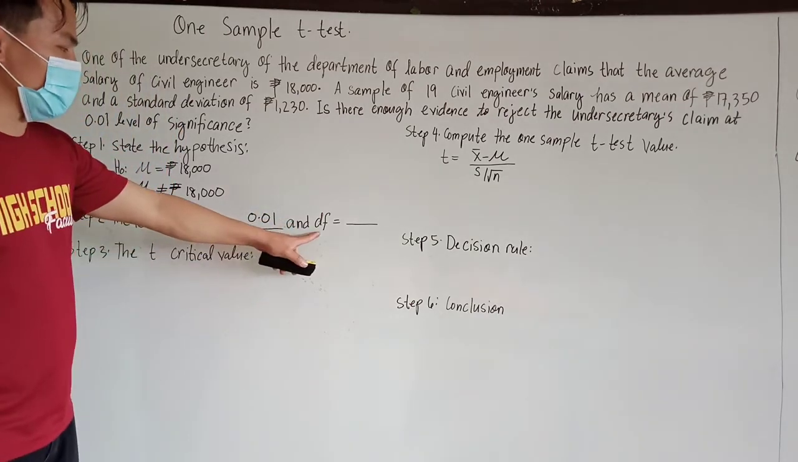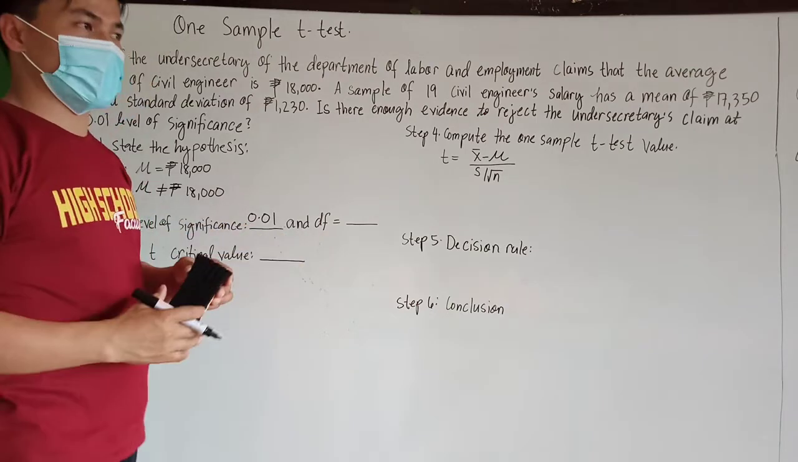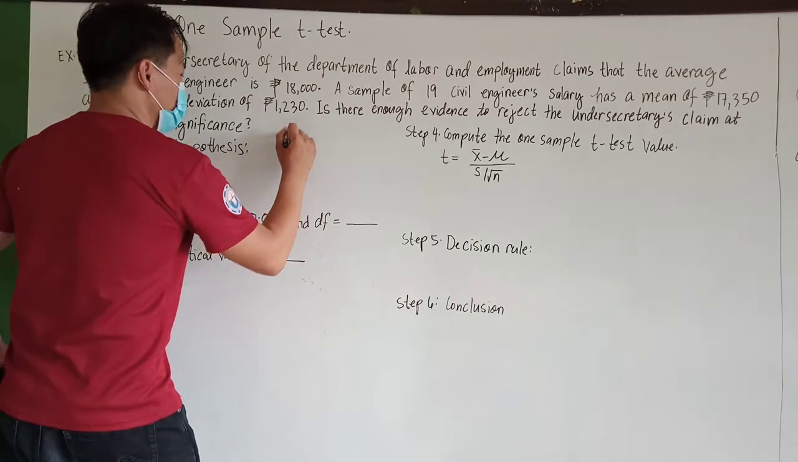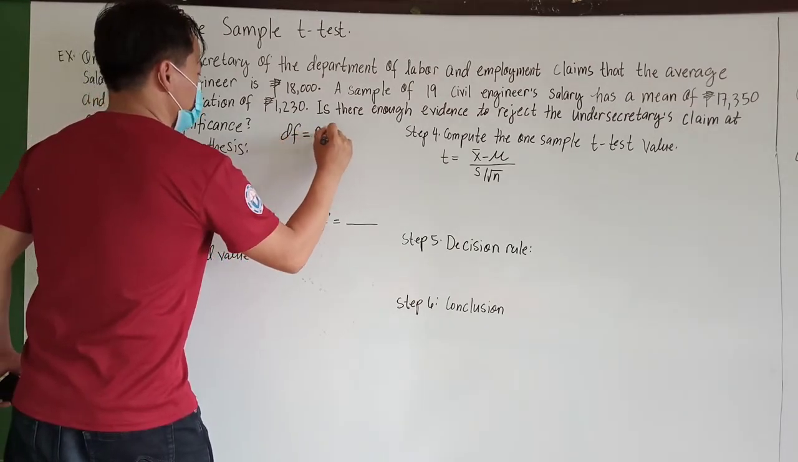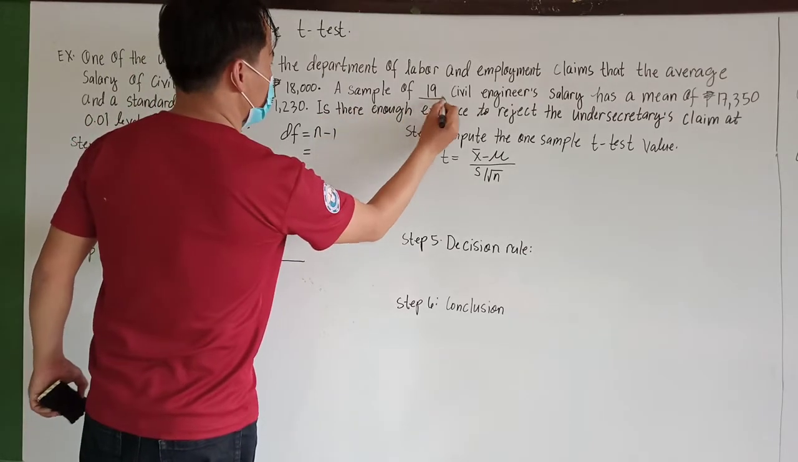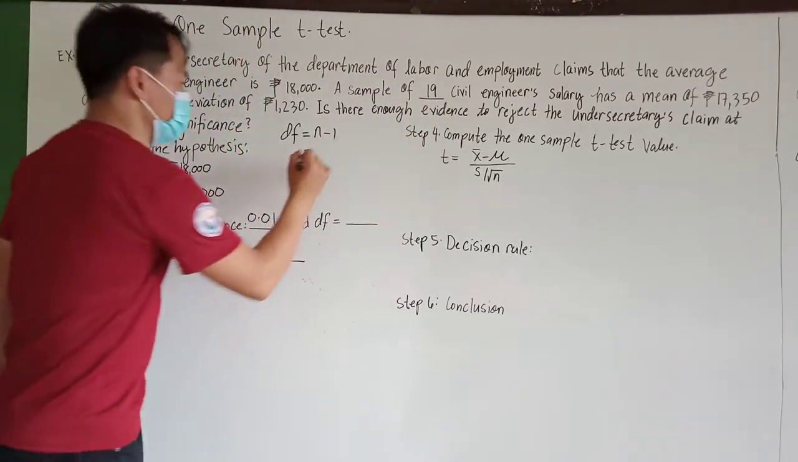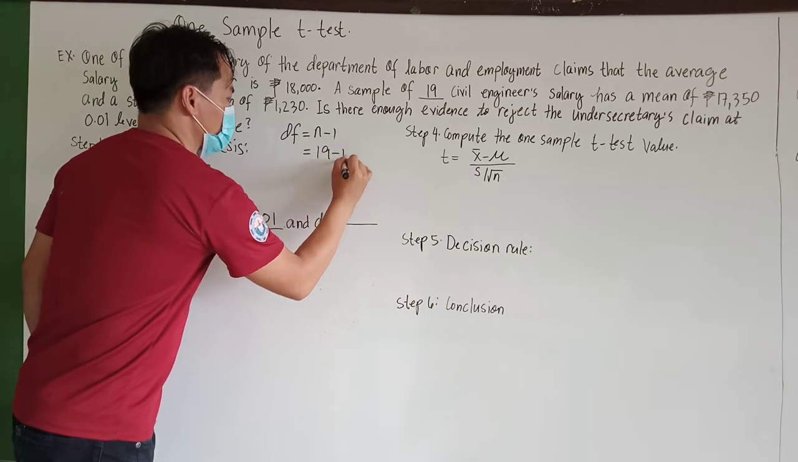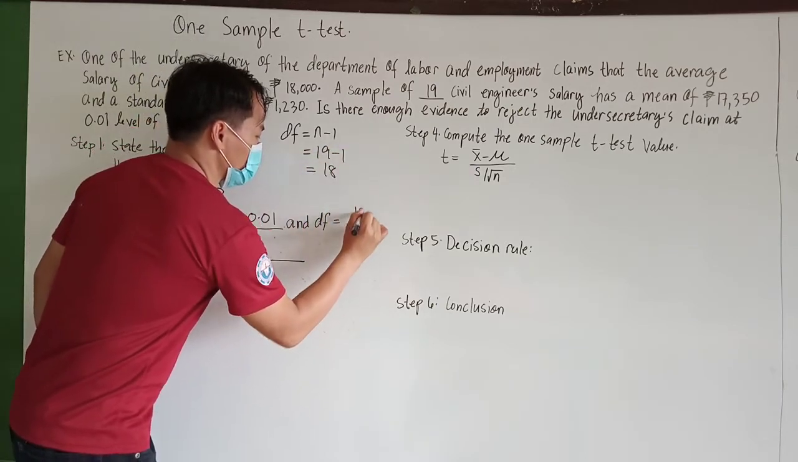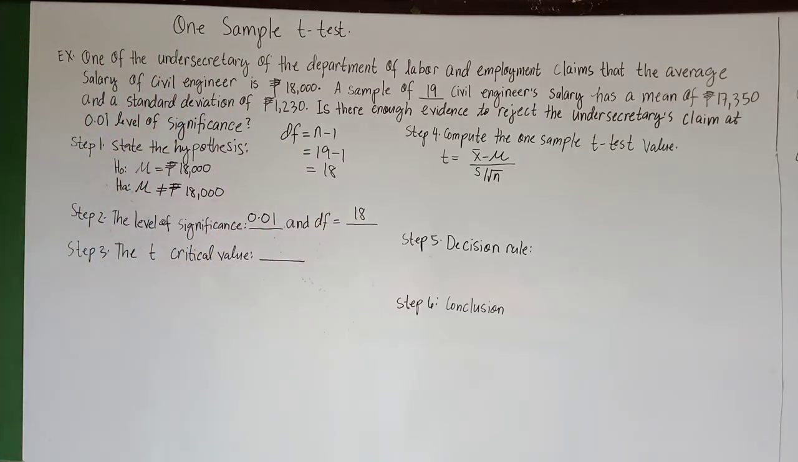Next, we have the degrees of freedom. df refers to degrees of freedom. The formula is n minus 1. We know that our n is the sample size, that is 19. So we have 19 minus 1, which is equal to 18. So we have 18 as our degrees of freedom.